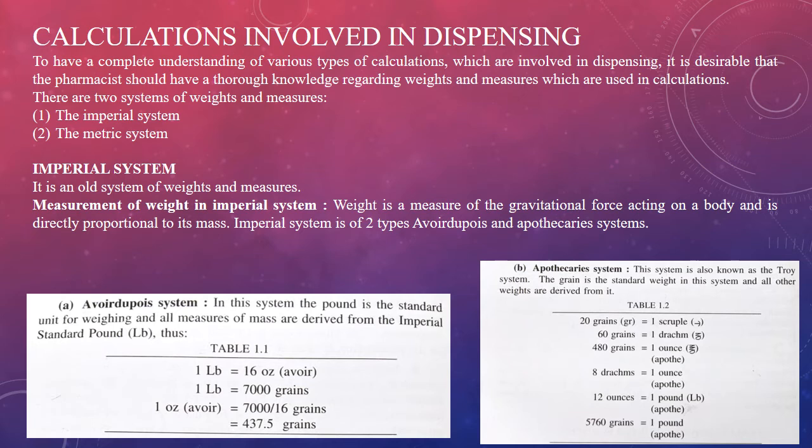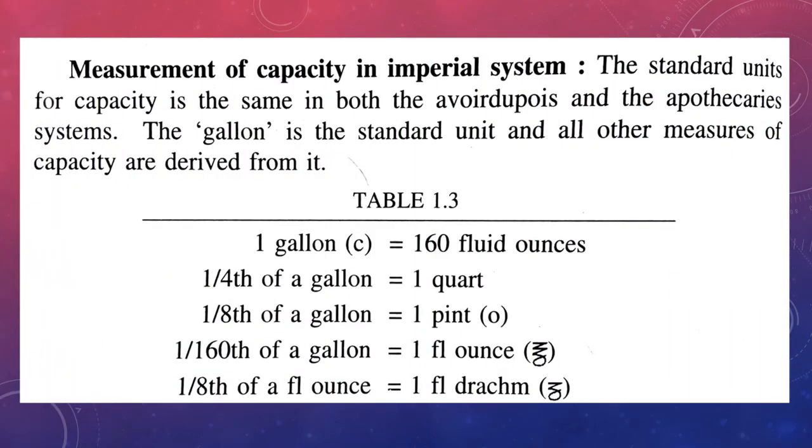Apothecary system. This system is also known as Troy system. The grain is the standard weight in this system and all other weights are derived from it. For example, 20 grains is equal to 1 scruple, 60 grains is equal to 1 drachm, and so on. Measurement of capacity in imperial system.